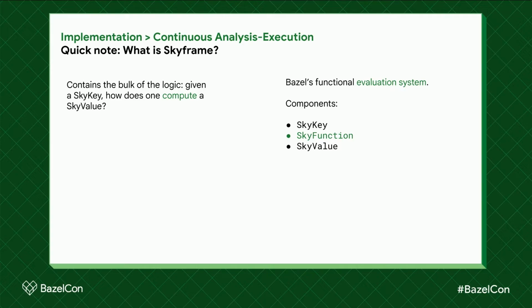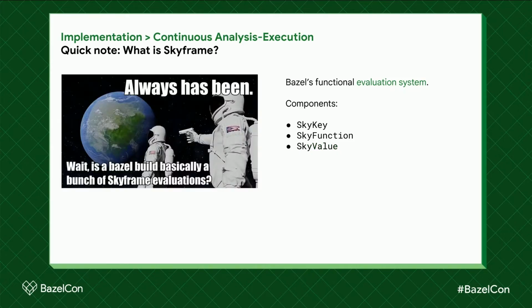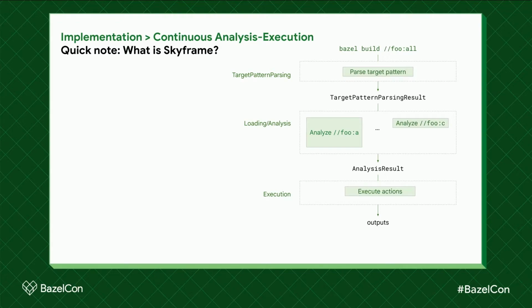SkyFunction is where the bulk of the logic resides, right? So the task is, given the SkyKey, you use the SkyFunction to compute a SkyValue. And the SkyValue is basically the result that you want to take away from Skyframe. And it is cached in the Skyframe graph by default so that you can have all the nice incrementality and so on. Right, and if I were to oversimplify things, I would say Bazel is nothing but a bunch of Skyframe evaluations plus extras. Yeah, and it is actually not that far from reality.